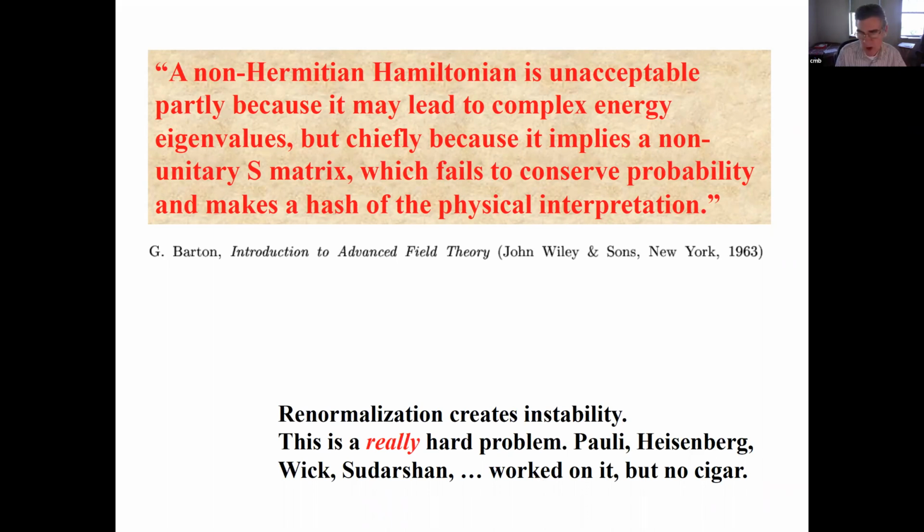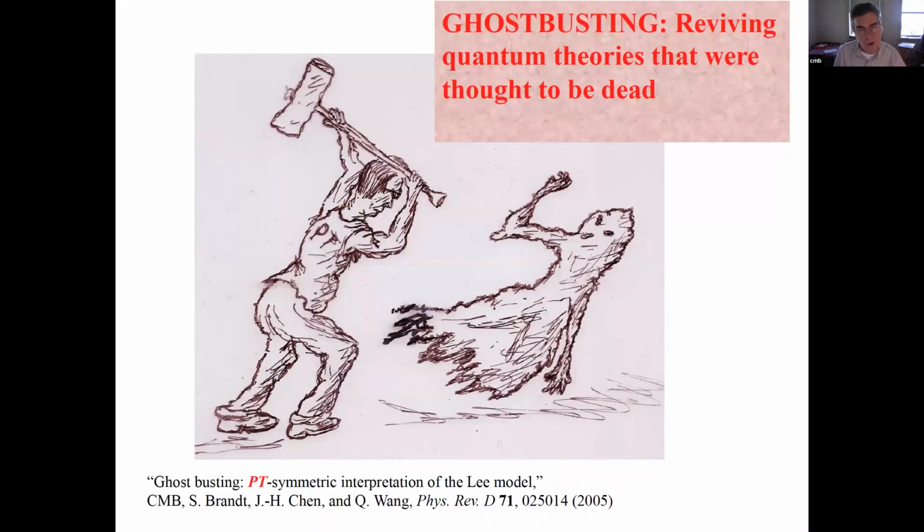And for more than half a century, the Lee model was regarded as dead. It was not an acceptable physical model because it has ghosts. However, in fact, the model is PT-symmetric, and there's absolutely nothing wrong with the model. And so this is an example of ghost busting. PT-symmetry allows you to revive unstable quantum theories that have become unstable because of renormalization and that were thought to be dead. And if you're interested in that, you can read this paper that we wrote back in 2005.